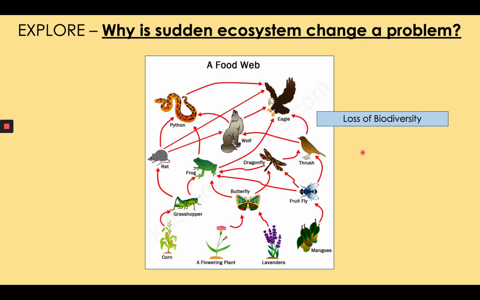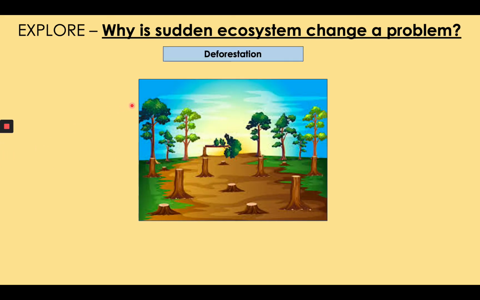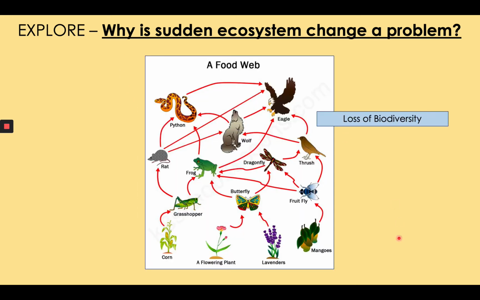So one example of sudden change is if you take one important species out. Let me show you some others. One important example that is human-caused is deforestation. Why does deforestation lead to a loss of biodiversity in an ecosystem? Two reasons. Number 1, in every food web, as you've seen here, the producers are the most important because they provide food for every organism above them.